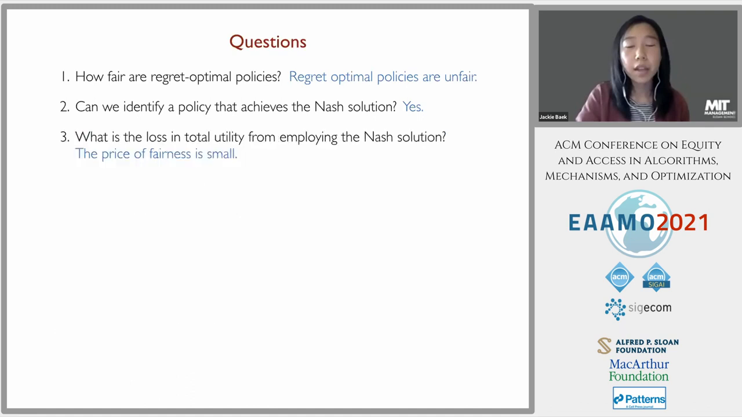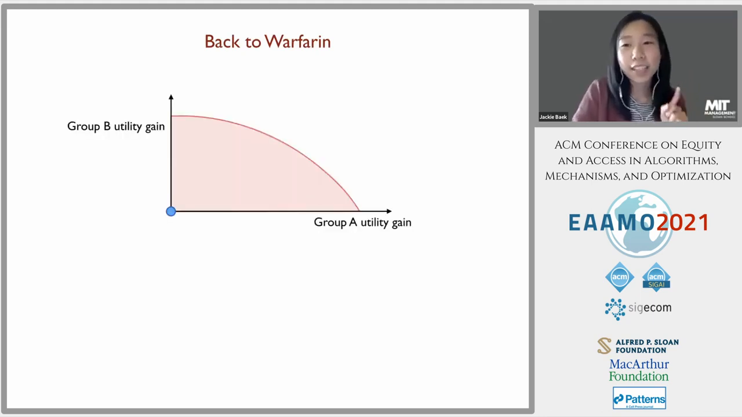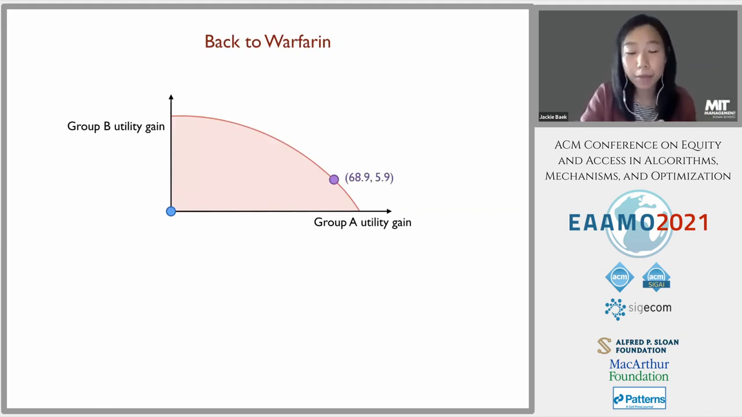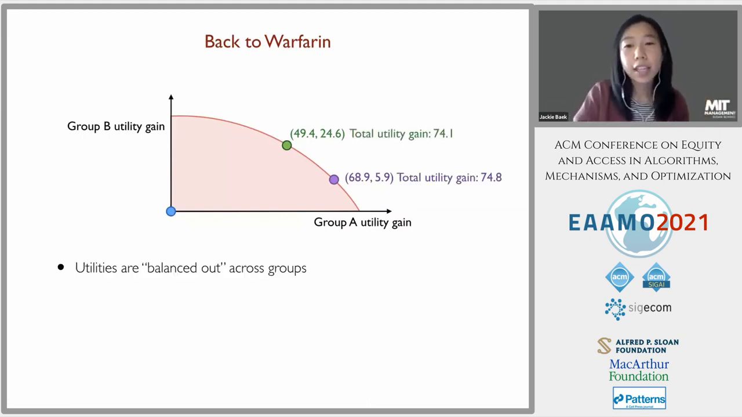Okay, so those are the three main questions that our paper answers, and obviously I didn't go into them in detail. Last thing, I just want to go back to the warfarin example and tell you what happens when we run this fair policy. This is the point that we had before, which is the regret optimal policy. The fair policy that we get is here. The utility gain for group B increases, while the utility gain for group A decreases. So the utilities balance out between the groups. And the price of fairness is small because the total utilities are very similar across these two outcomes.